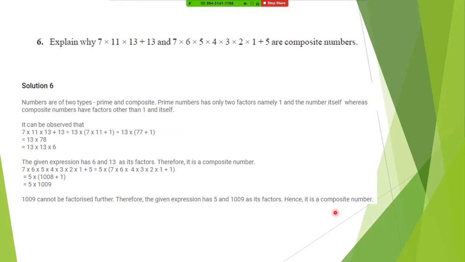See that you write down things very properly. You don't miss out steps. Because here you will get marks, or it might be a 3 marker, it might be a 4 marker, depending on how they increase the complexity of the sum.